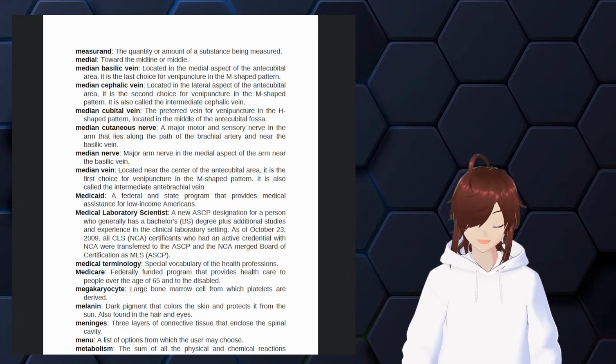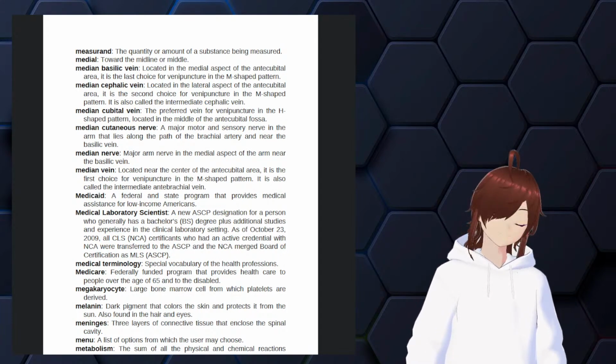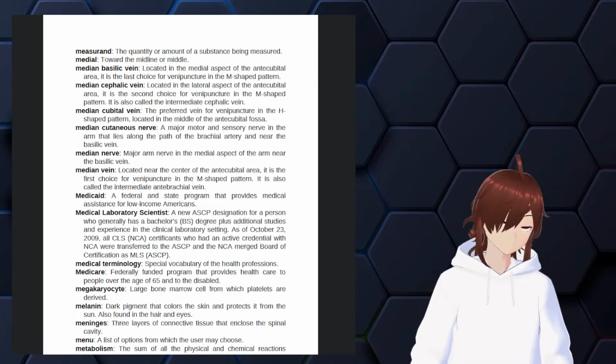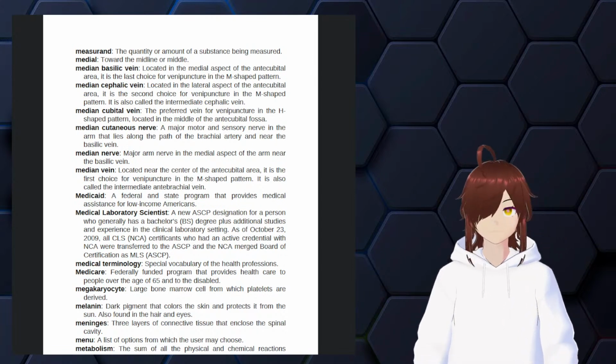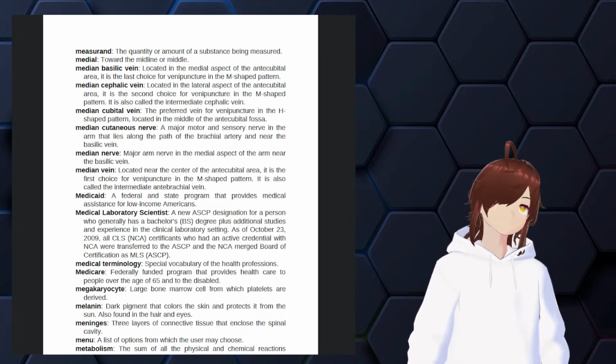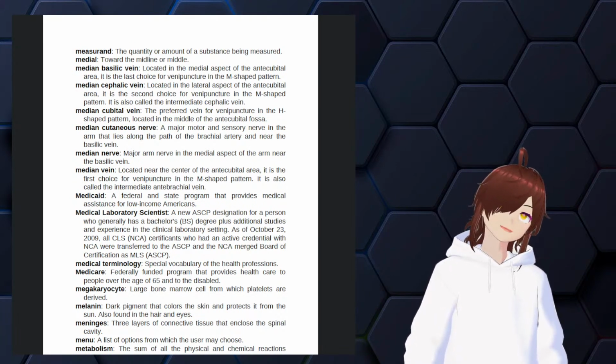Medicaid, a federal institution, provides medical assistance for low-income Americans. Medical laboratory scientist, a new ASCP designation for a person who generally has a bachelor's BS degree plus additional studies and experience in the clinical laboratory setting. As of October 23, 2009, all CLS, NCA certificates who had an active credential with NCA were transferred to the ASCP and the NCA merged Board of Certification as MLS, ASCP.